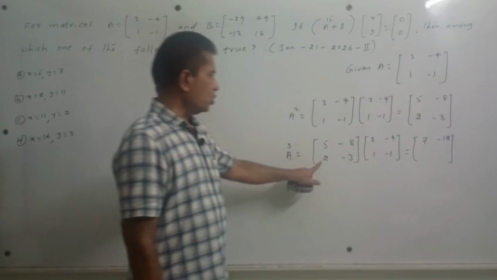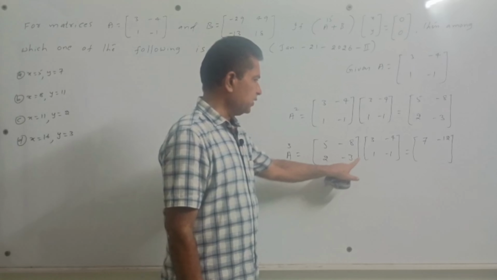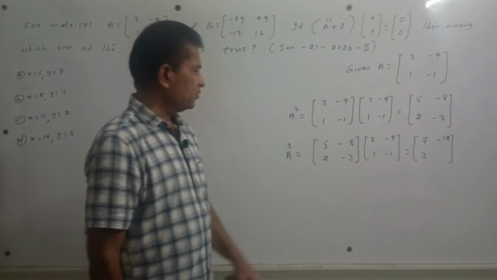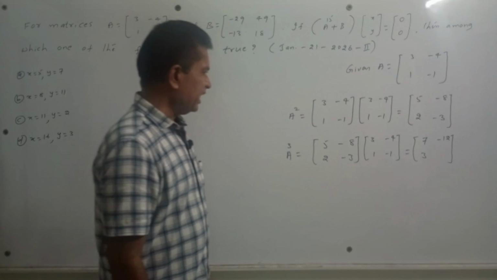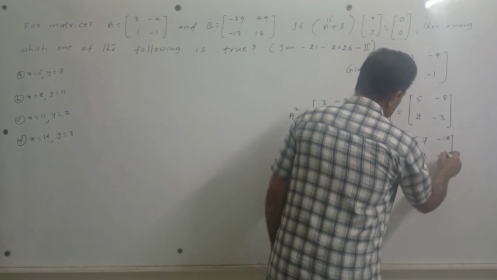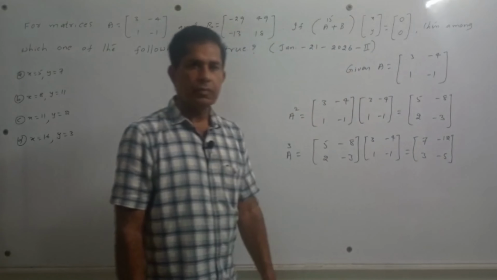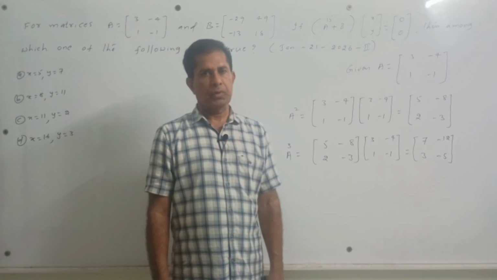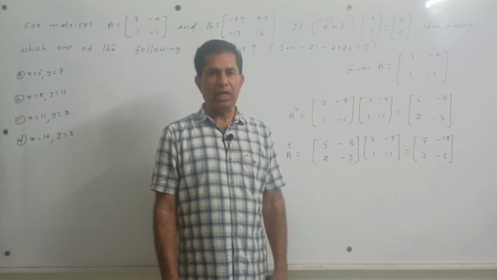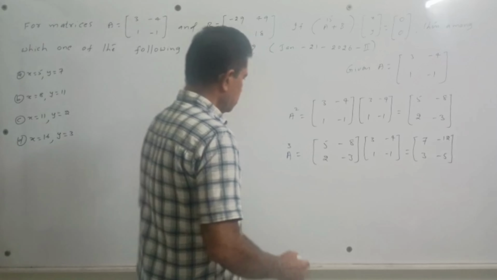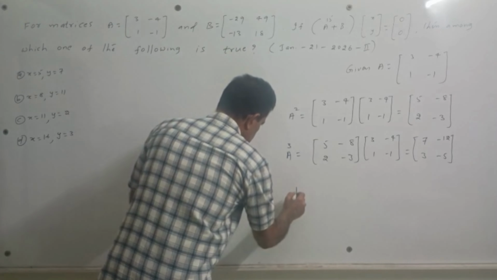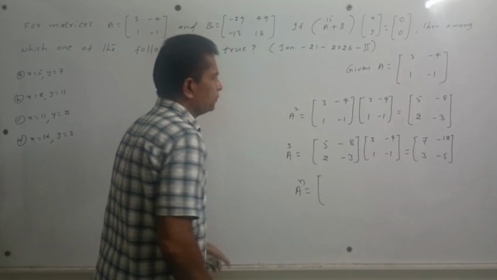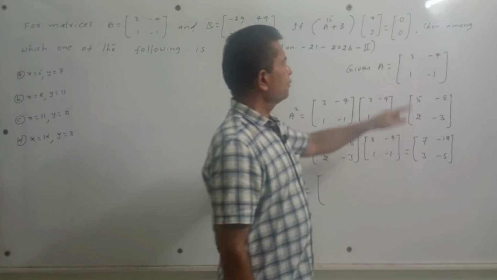Next row. 2 into 3, 6. 6 minus 3 becomes 3. 2 into minus 4 is minus 8. Minus 8 plus 3 is minus 5. So I calculated A square and A cube. Now see the sequence among the elements. With the help of the sequence, directly I can write A to the power of n. See now how I am writing A to the power of n.